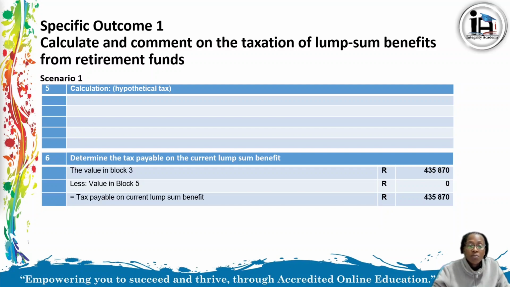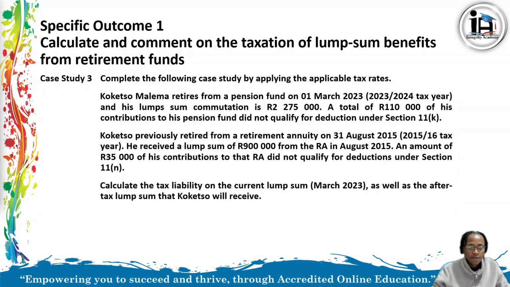We take the value in block 3, which is 435,870. We less the value in block 5, which is 0. And the tax payable on current lump sum benefits is 435,870. Let's look at case study number 3. I hope with the previous examples we are still following, we are still together. But should there be any queries or questions, don't hesitate to contact us. So let's look at case study 3 now.